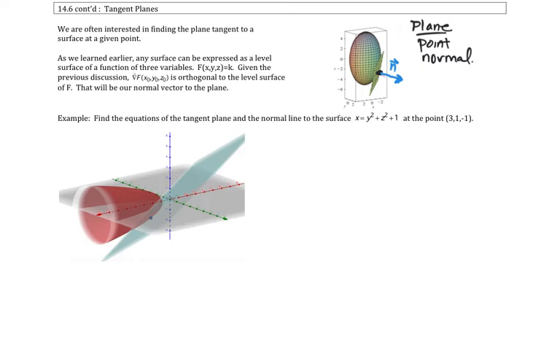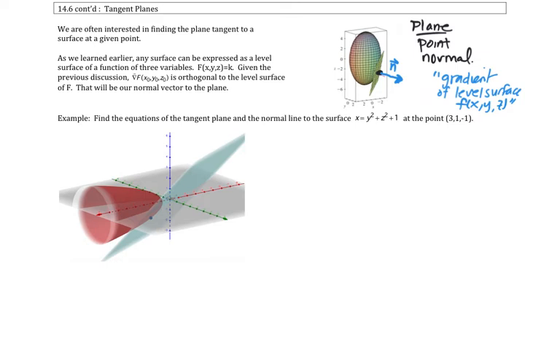So that normal is going to be, I'm going to explain this a little bit further in just a second, the gradient of a level surface of some function of 3 variables. All right? So basically what it boils down to is that we will find the gradient of a function of 3 variables, put in that point of tangency. That's our normal, and we have the point. Once we have the normal and the point, we know how to find the equation of the tangent plane.